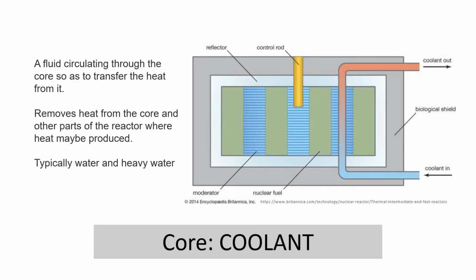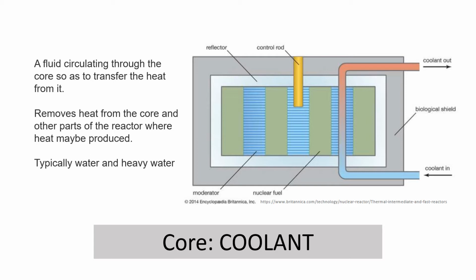And the next is your coolant. A coolant is just a fluid circulating through the core. As you transfer heat to it, it removes heat from the core and other parts of the reactor where heat may be produced. It also circulates your heat so as to produce the steam that we need to drive your turbine. Your coolant is typically water or heavy water. That's why you can see most of your power reactors constructed near seas or in any body of water.